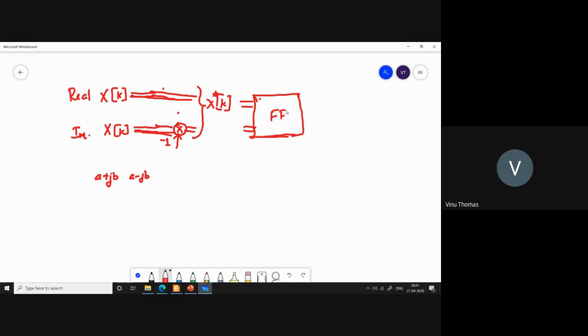Now you compute the FFT of x star of k and you take the conjugate of the output. How will you take the conjugate of the output? Again, you multiply this part by minus 1. So you have the conjugate of the output. And what is next? Finally, you divide by n. That is the last step of the algorithm. So this goes to a divide by n circuit, and each line is divided by n.